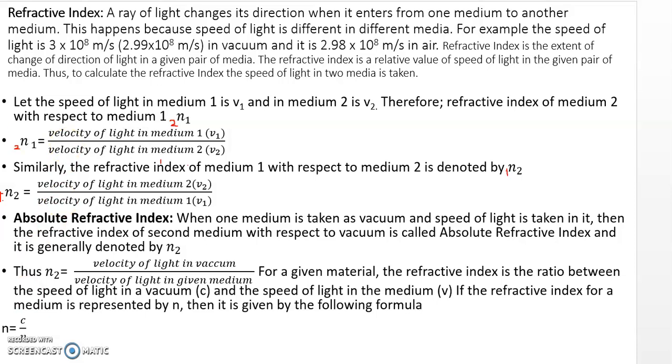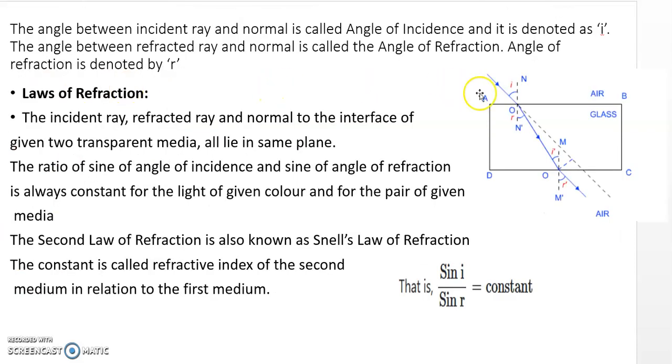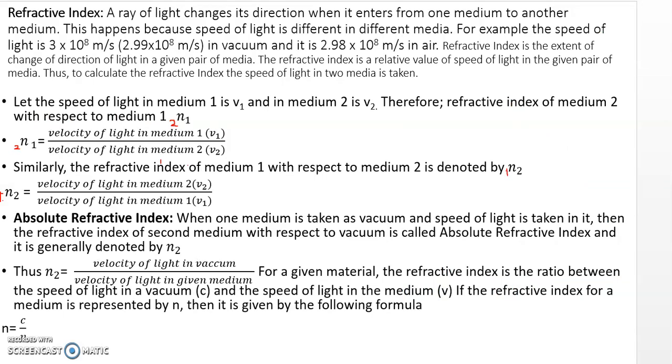If you want to refer to the diagram, this is called the refractive index of the second medium with respect to the first. So it will be the velocity of the light in the first medium to the velocity of the light in the second medium. Now if you consider this, it is the refractive index of the first medium with respect to the second, so it will be the velocity of the light in the second medium upon the velocity of the light in the first medium. Read the textbook, you will get to know. You can read page numbers 74 and 75.